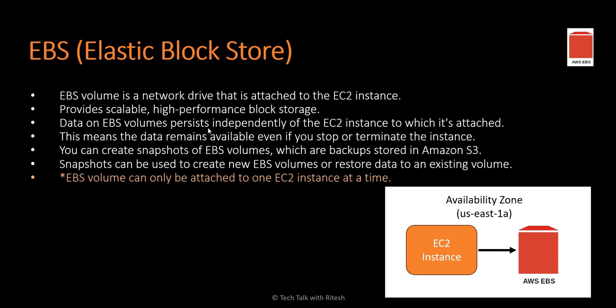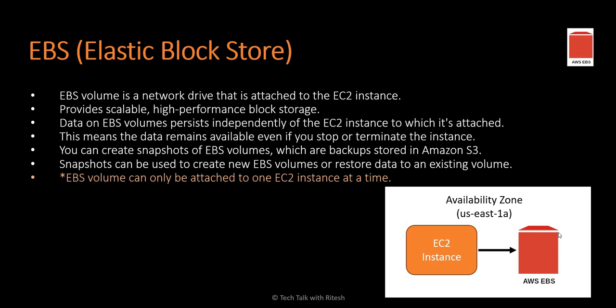Data on an EBS volume persists independently of the EC2 instance to which it is attached. So for example, if I have created an EC2 instance and this EBS is attached to it, the data remains on the EBS volume independently of the EC2 instance because it's a separate service. This means the data remains available even if you stop or terminate the instance.